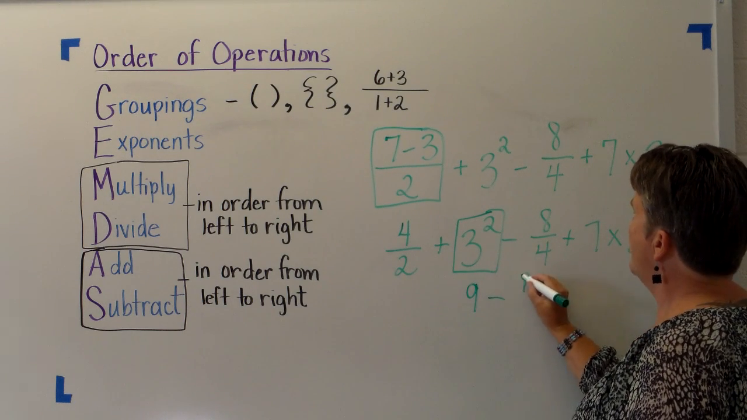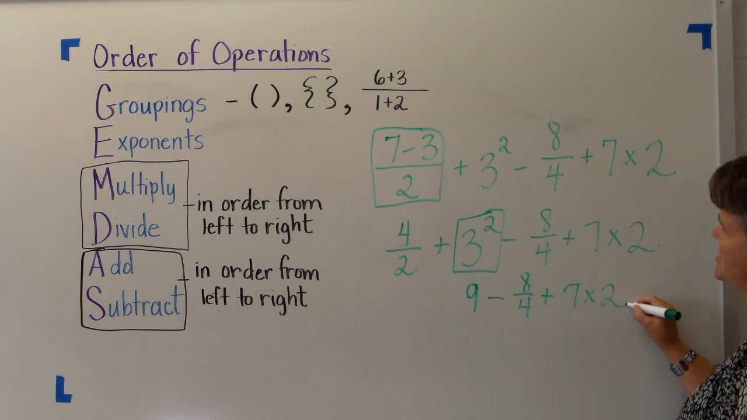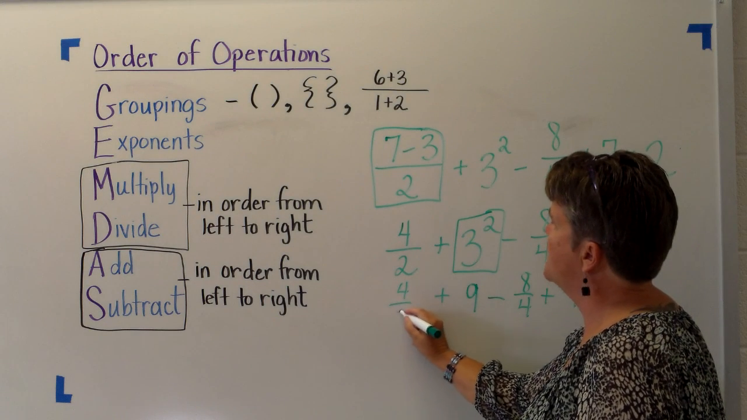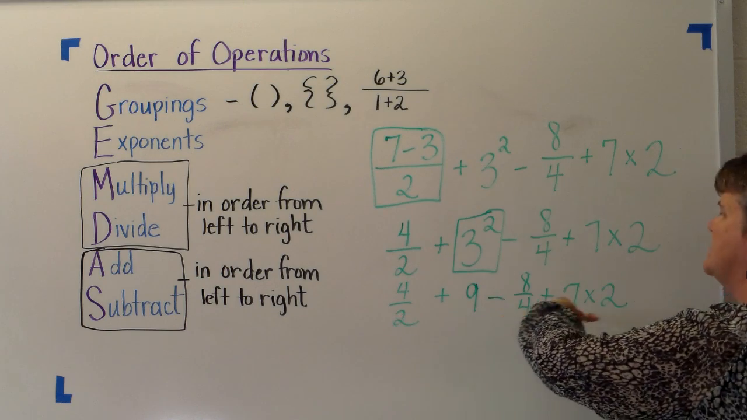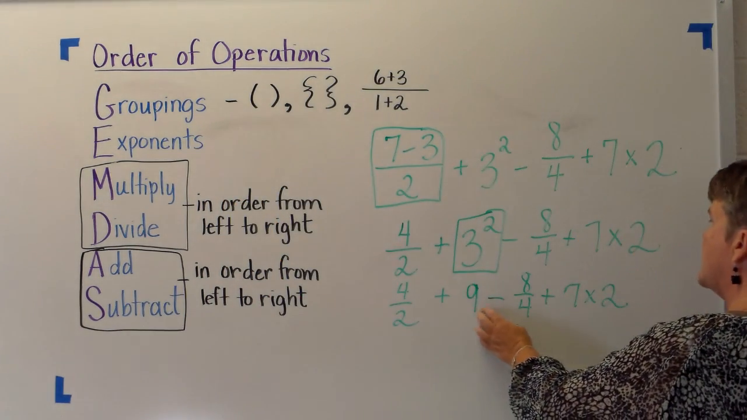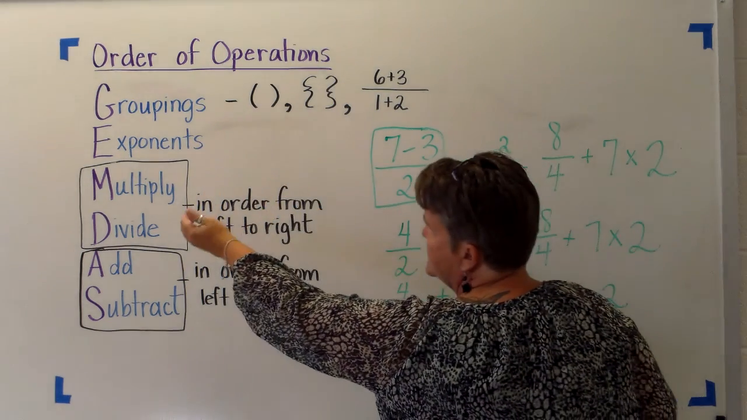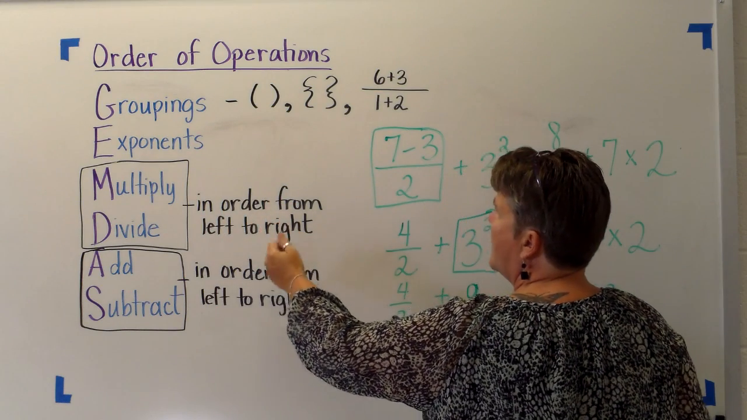I'm copying down the remainder of the problem, making sure I come back and copy this way as well if there are things left, which there are. So now the entire problem is recopied. I look at exponents again. Are there more exponents? Nope. So I go to multiply and divide in order from left to right.